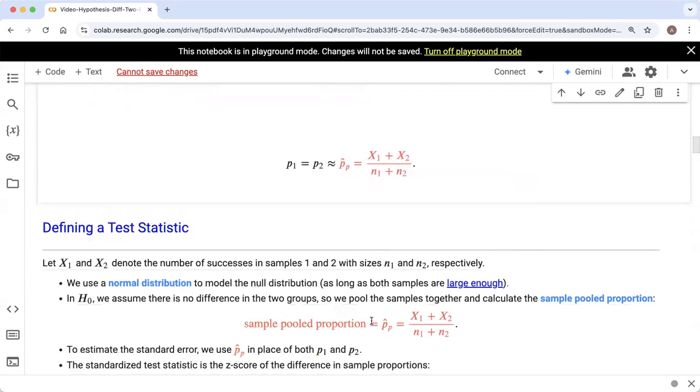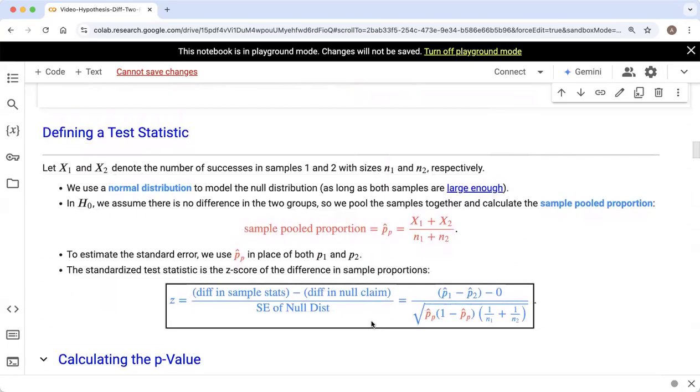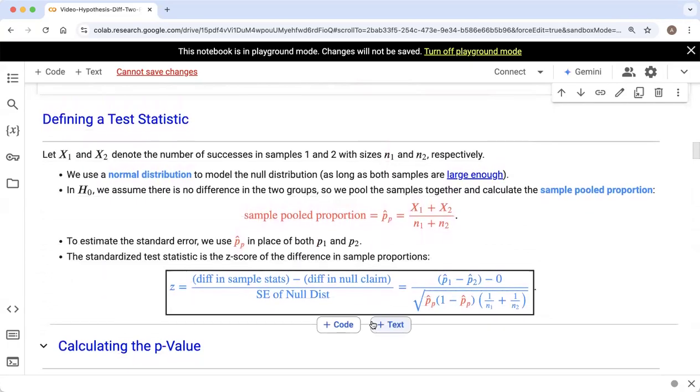So once we've got that component down, we can come up with a standardized test statistic. And when we're working with a difference in two sample proportions, the central limit theorem says that the distribution is going to be approximately normal as long as our samples are large enough.